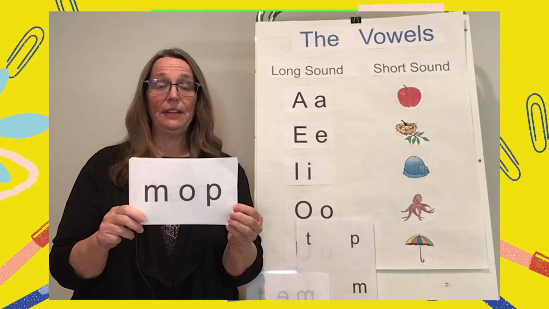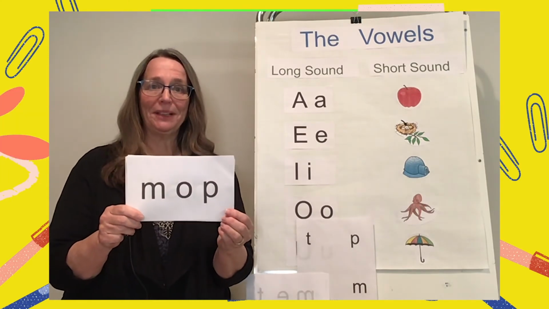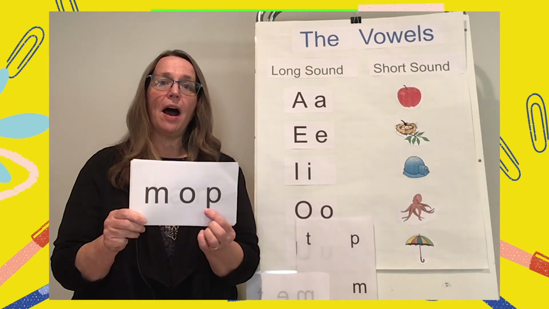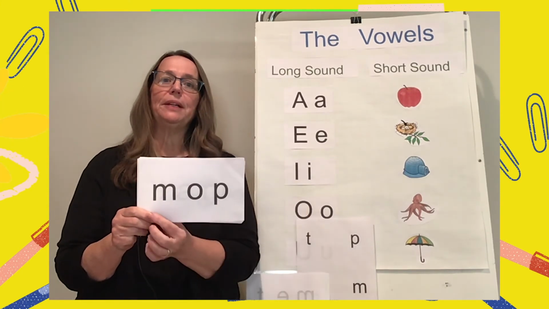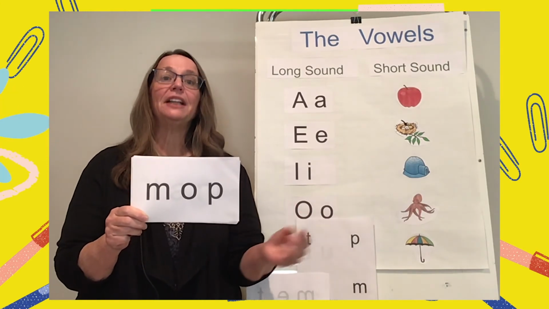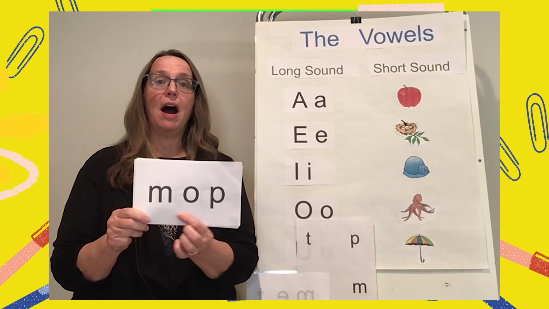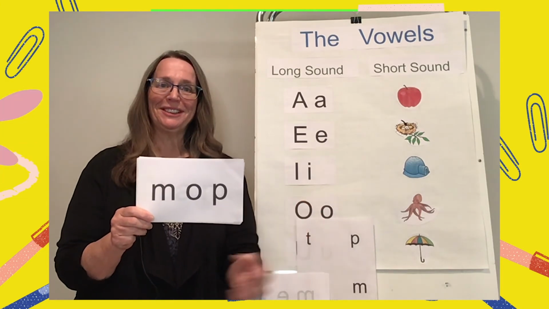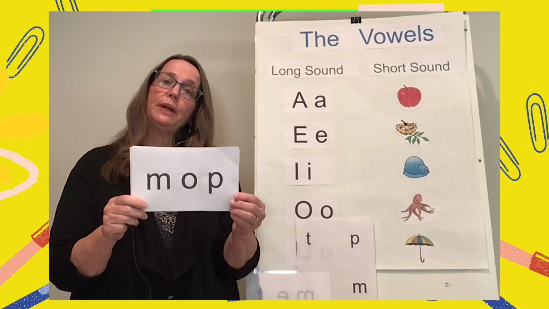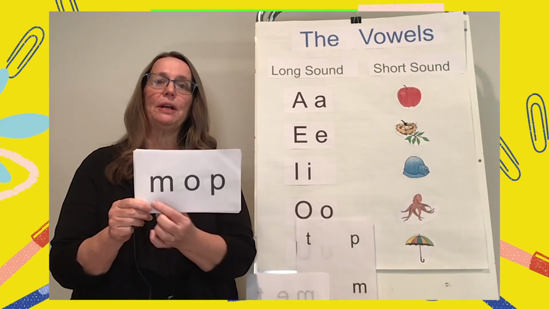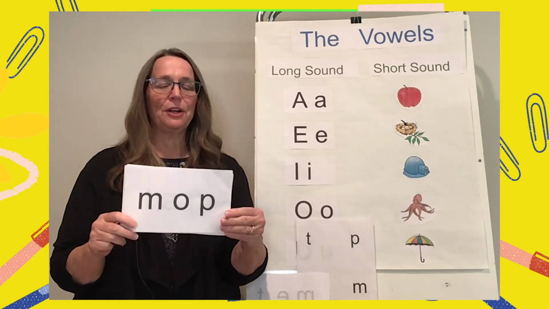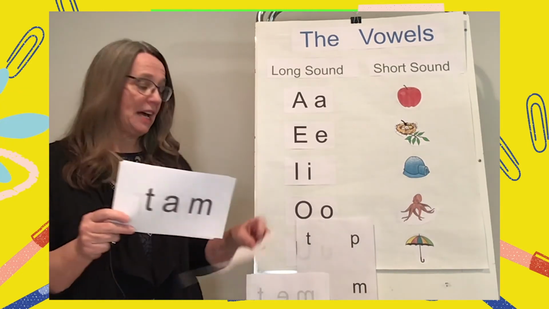Now we want to blend those sounds. Long blend so we hear each sound. Ah, p. You do it. A little bit faster. Mop. Your turn. Now, just like we were reading a book, how would we say that word? Mop. Now it's your turn. You're doing a great job on these short vowel sounds.